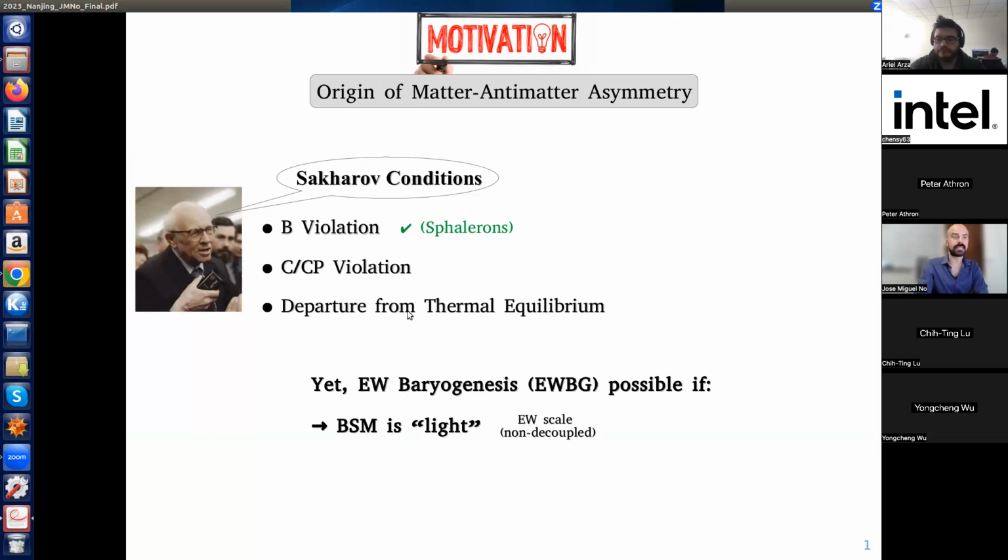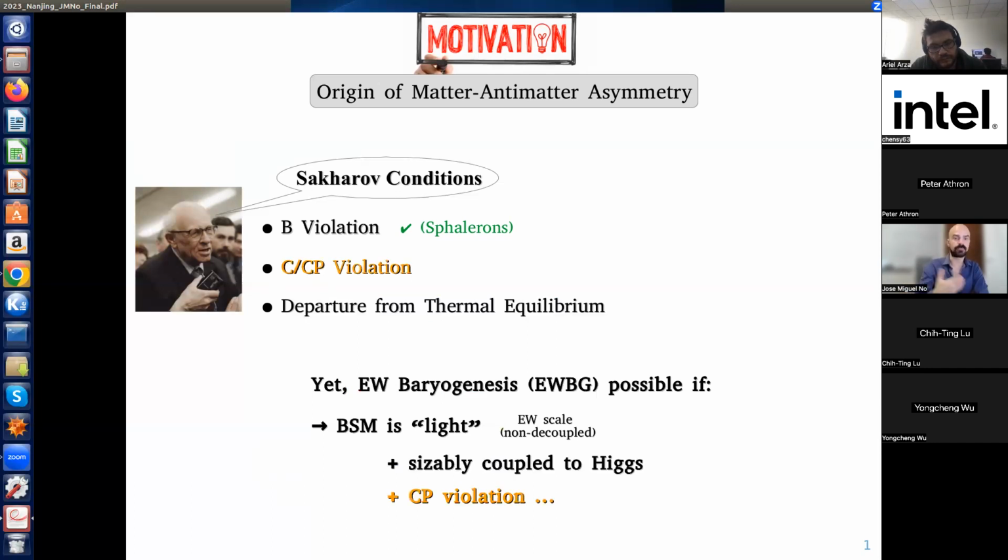However, the fact that these two ingredients seemed to be present, although not in a sufficient amount in the standard model, somehow tells us that electroweak baryogenesis is indeed possible if new physics beyond the standard model is not extremely heavy, so it's around electroweak scales, or maybe a bit higher, but not a lot higher. So let me call that light. But by light, I mean non-decoupled from the electroweak scale. And it also needs to be sizably coupled to the Higgs in order to influence the nature of the electroweak phase transition, in order to provide some departure from thermal equilibrium. Plus, of course, there is the extra need of CP violation beyond the standard model.